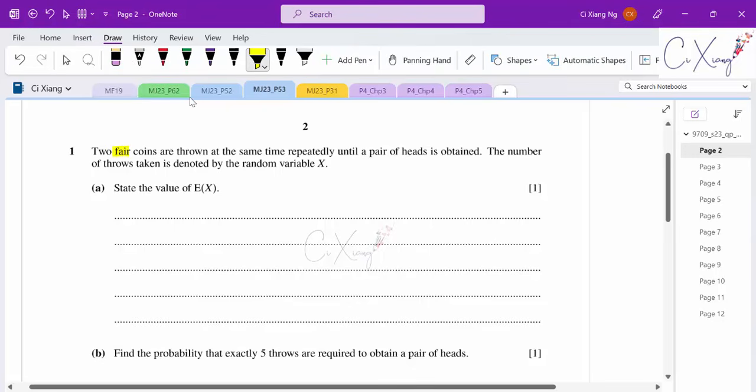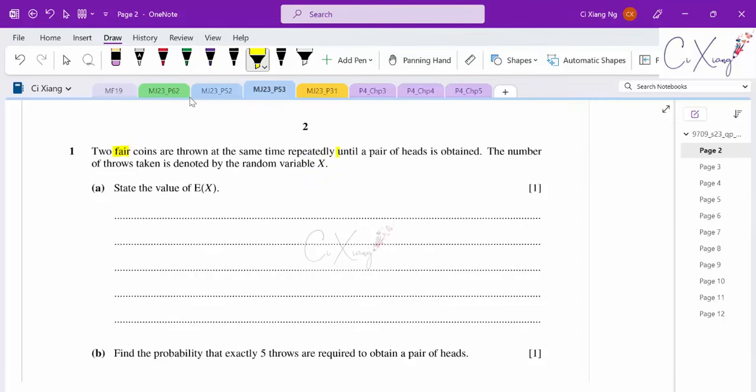They are thrown at the same time repeatedly until a pair of heads is obtained. So this is a keyword, and when you see this keyword, it tells us that it is a geometric distribution. The number of throws taken is denoted by the random variable x. We need to know that it is a geometric distribution, and after that, we need to know the parameter for this geometric distribution. So the parameter is the probability of getting a pair of heads.